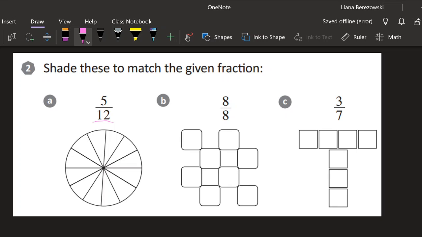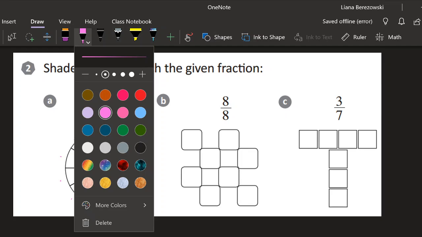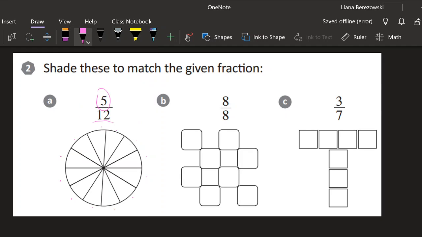Okay, so they've already divided our shape into our 12 sections, right? We can confirm we have 1, 2, 3, 4, 5, 6, 7, 8, 9, 10, 11, 12 equally sized sections. Okay, so that was our denominator. The numerator is going to tell us how many of those sections we want to shade in. Okay, so we want to shade in 5 out of 12 of our sections. Okay, so if we do 1, 2, 3, 4, 5, and I didn't color them in very well, but you get the point there, okay?